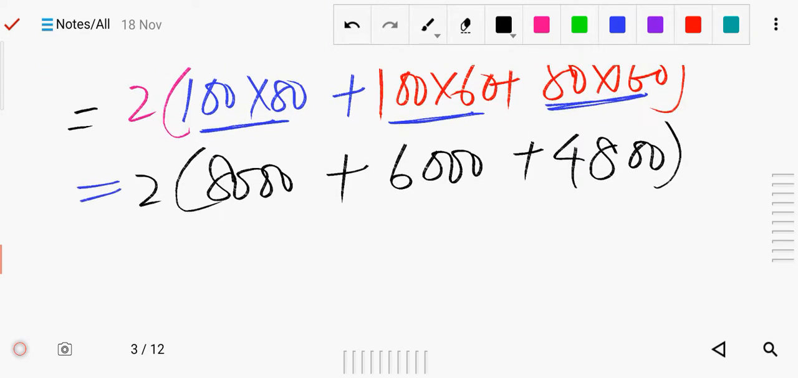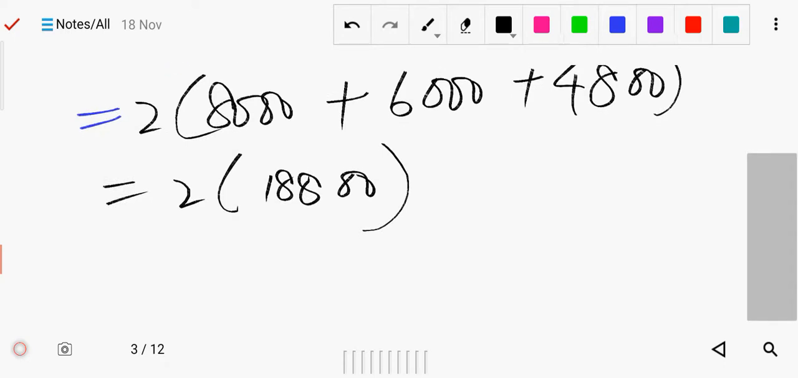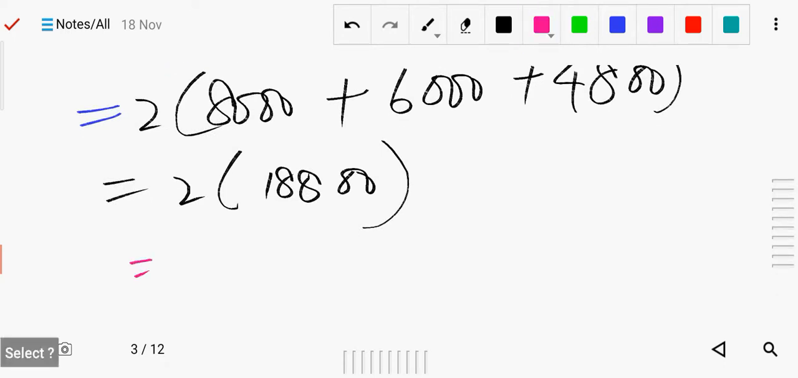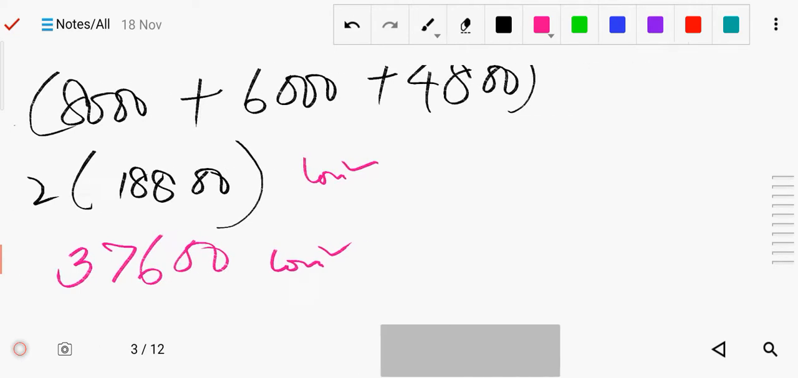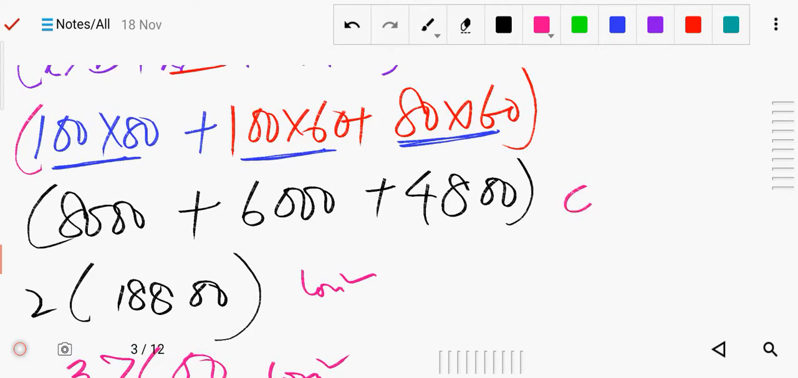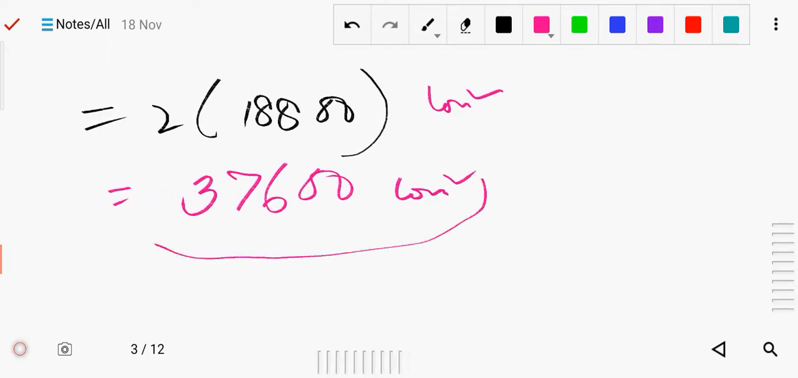Now we can add first of all, so it will be 18,800. Okay, so now we can multiply these two, so it will be 37,600, and it is in centimeter square. Here also you can write centimeter square all over here. Okay, so your answer is 37,600. Sorry, this is not the answer, this is the surface area of the box.